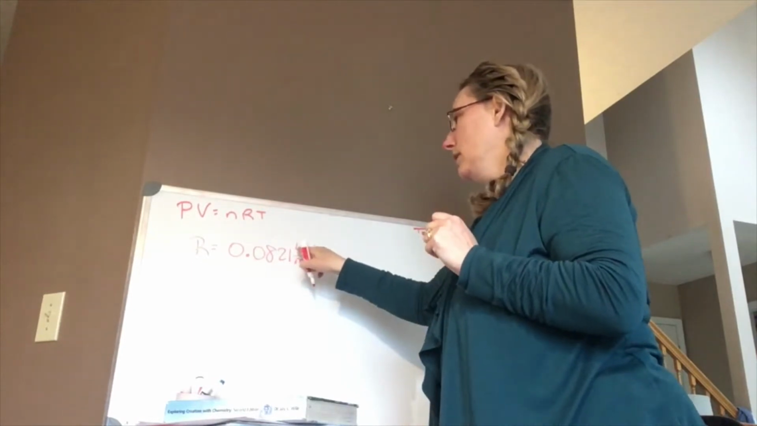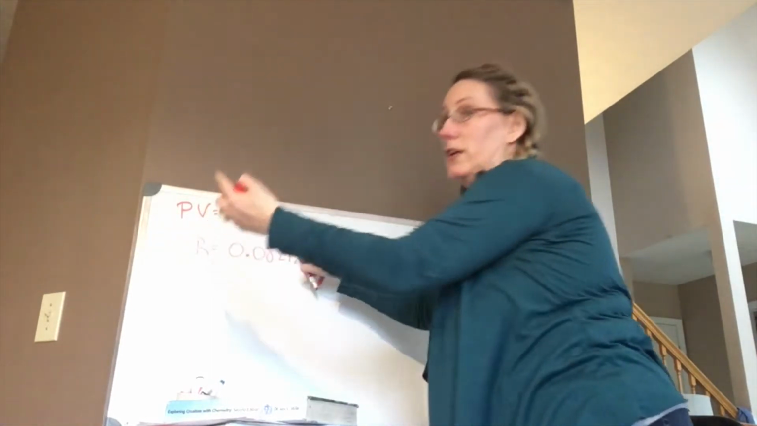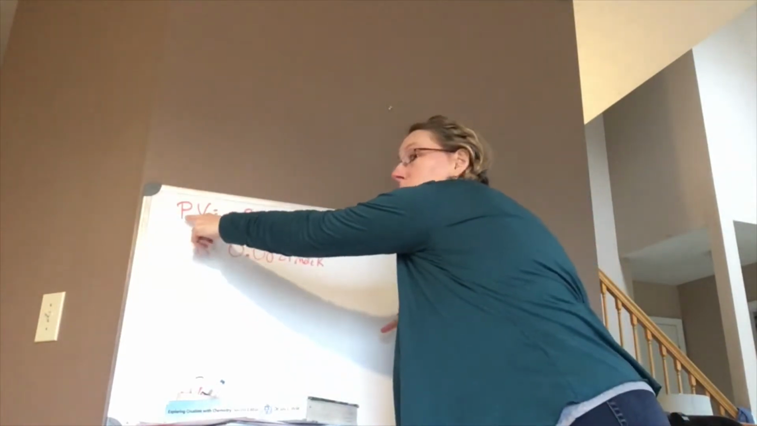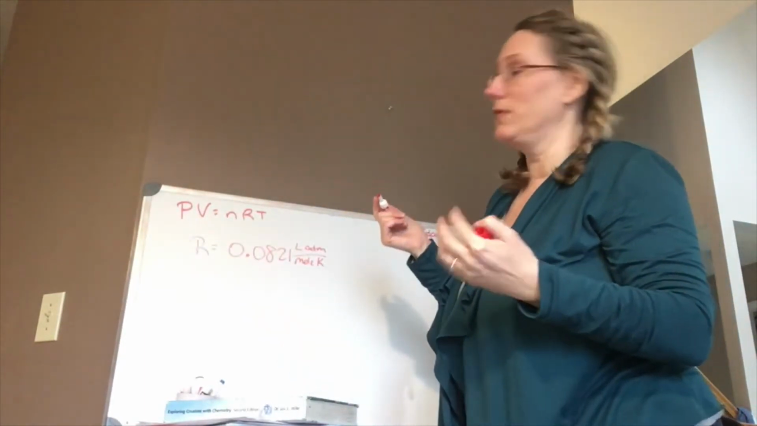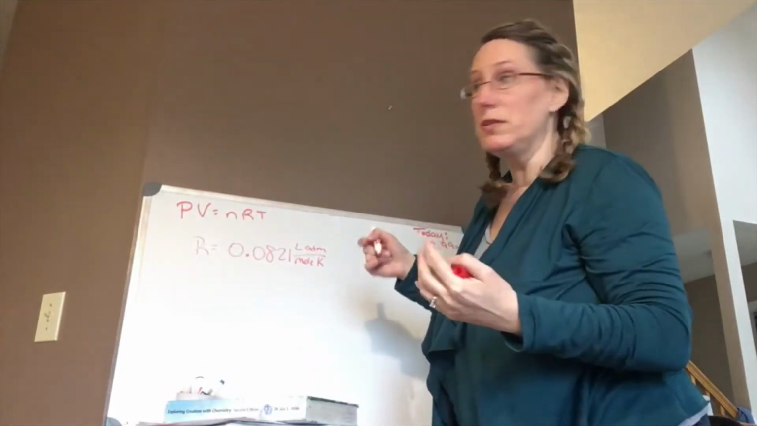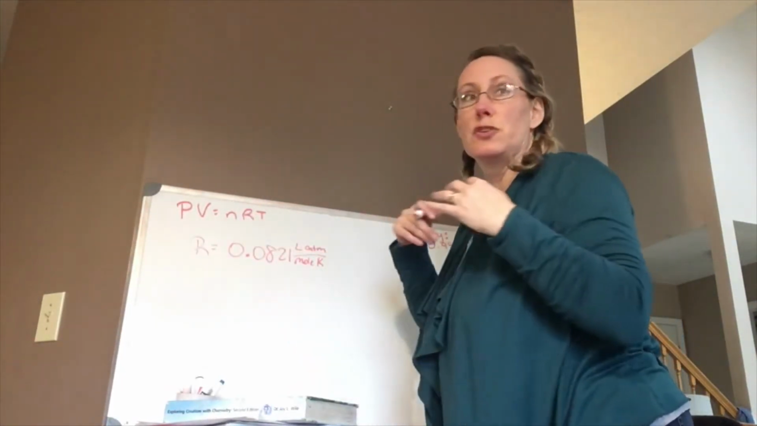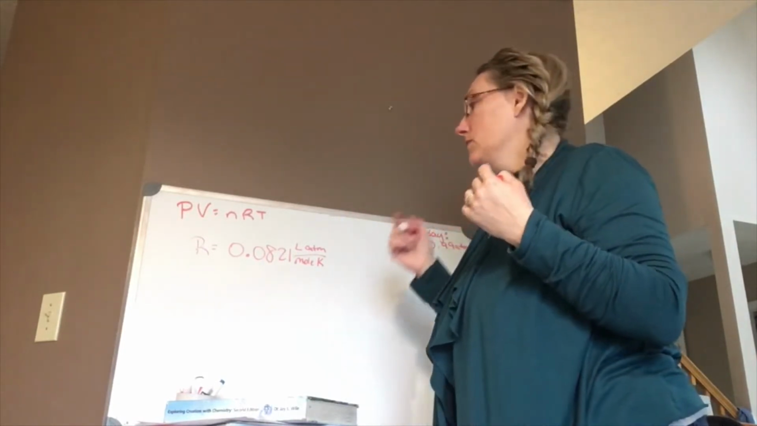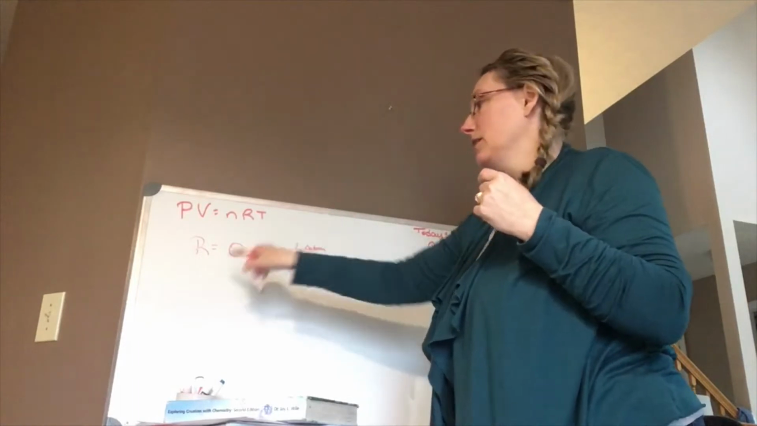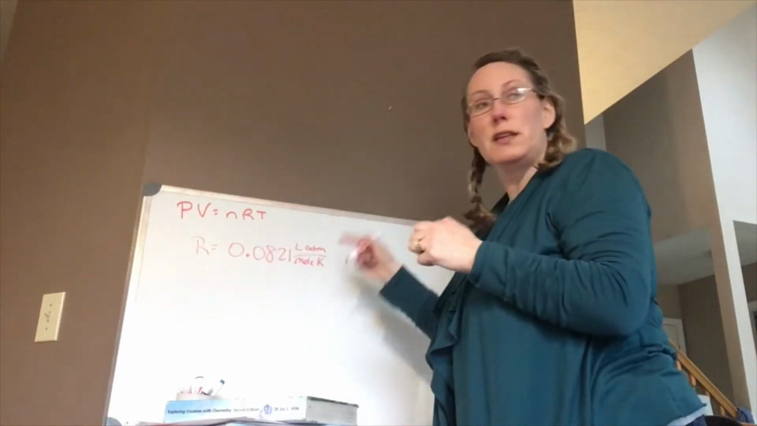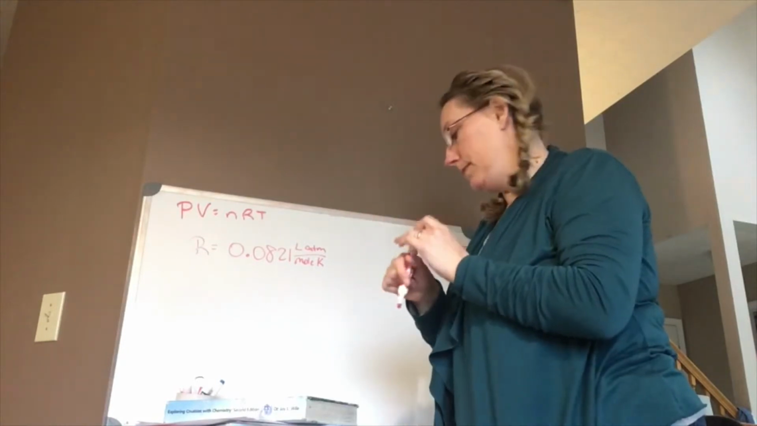So liter, there's your volume, so your volume is going to be in liters. Your atmosphere, there's your pressure, so your pressure is going to have to be in atmospheres. Mole, that's your n for your number of moles. And Kelvin, which when you're doing gas laws, all of your temperature has to be in Kelvin. Okay, so we're going to use PV = nRT. Again, this is the gas law constant. You have to memorize it. 0.0821 liters atmospheres per mole Kelvin.